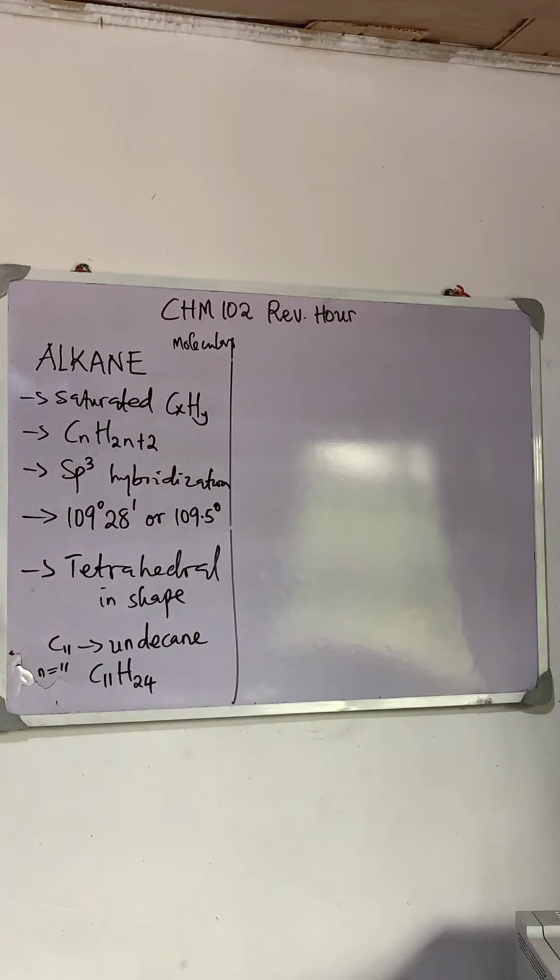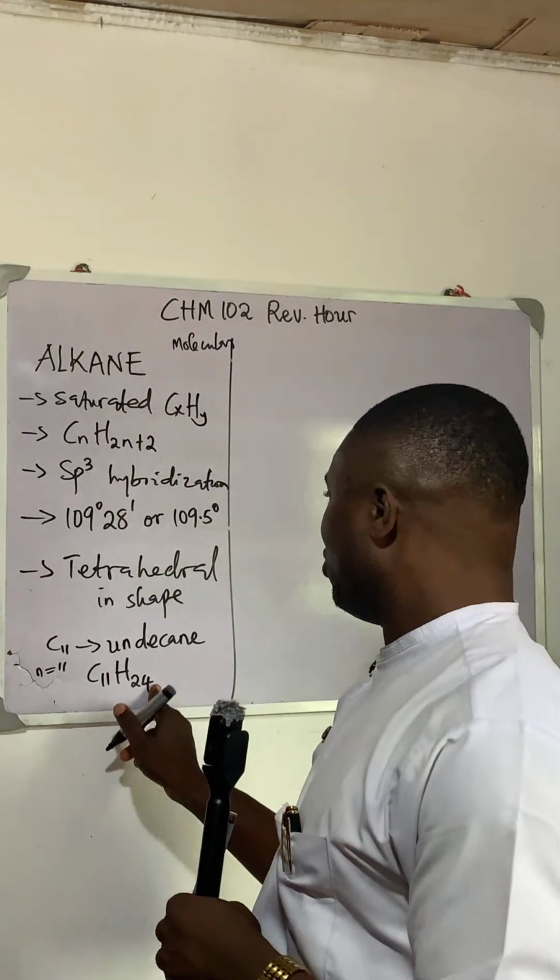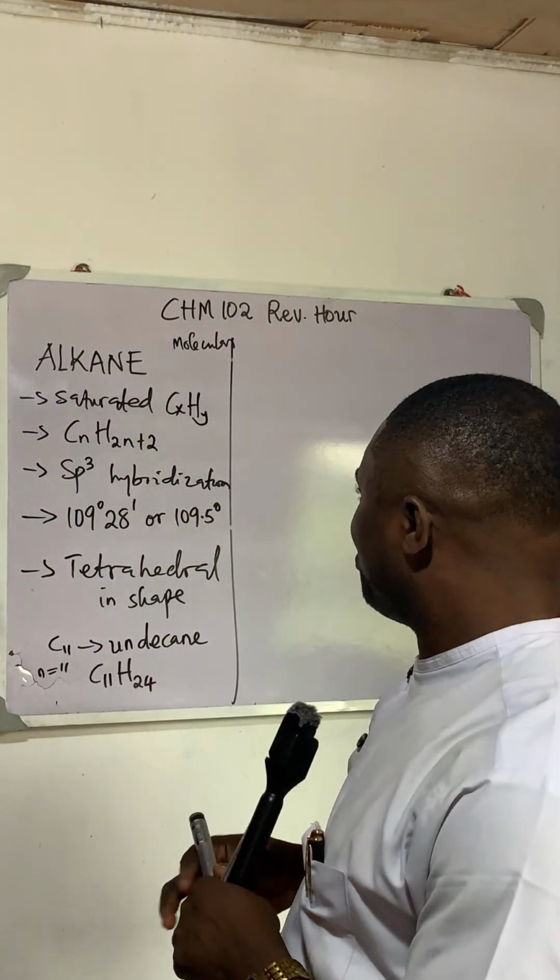Sorry, I'm trying to confirm. All right. Okay, I think they have gotten this already. So now that becomes the formula for undecane, C11H24. I'm still coming. Please just pay attention.